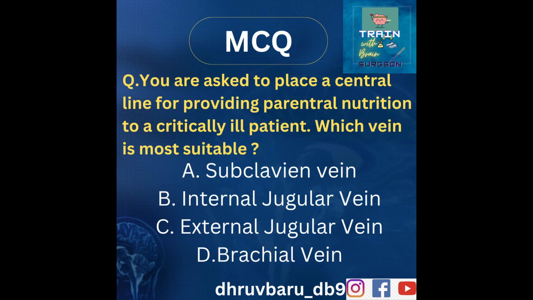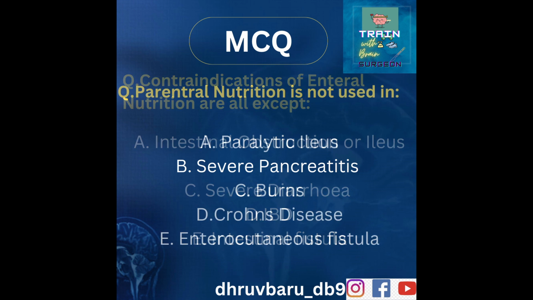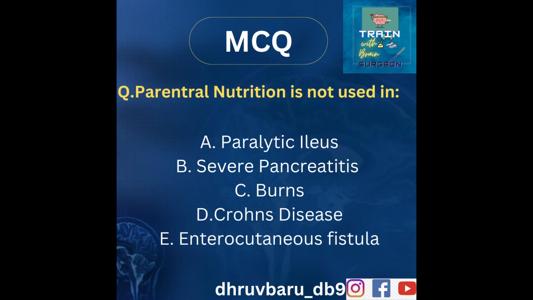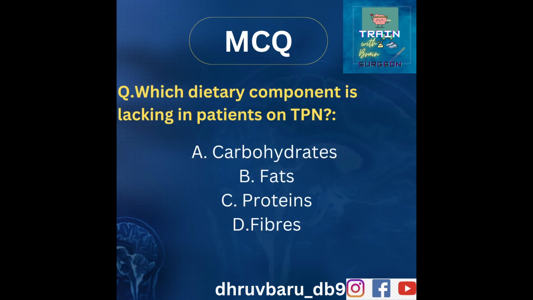You are asked to place a central line for providing TPN. Which vein is most suitable? And the answer is subclavian vein. Contraindications of enteral nutrition are all except, and the answer is IBD. Parenteral nutrition is not used in, and the answer is D, Crohn's disease. A patient undergoes a prolonged complicated pancreatic surgery for chronic pancreatitis. The most preferred route of supplementary nutrition would be via feeding jejunostomy.